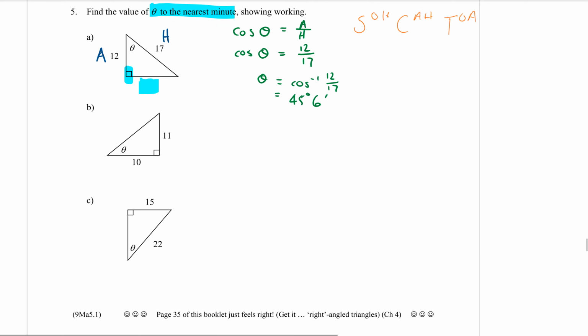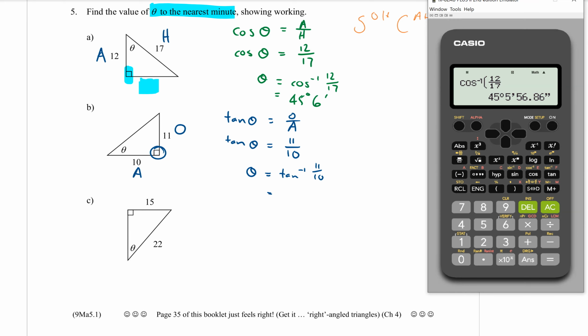Okay, let's try that again. Question B. I will label my triangle from my right angle, between my right angle and the theta. This side's going to be the adjacent, and across from my theta, this one's going to be the opposite. The third side over here would be the hypotenuse, but I don't have anything there. So I want to use the O and the A side, and looking at SOH CAH TOA, that means tan. So tan theta equals opposite over adjacent. Subbing in, tan theta equals O is 11 and adjacent is 10. To get the theta, I want to inverse tan the 11 over 10 and then put that in the calculator.